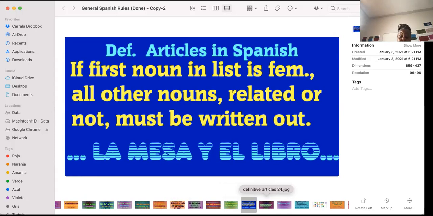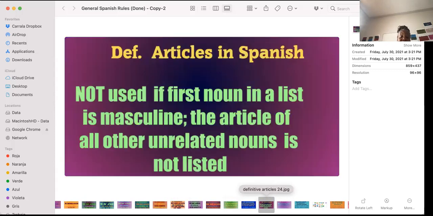However, surprise, surprise, no definite article is used if the first noun in a list is masculine. So if the first noun listed is feminine, then you have to continue mentioning the articles. But if the first noun listed is masculine, no articles are used for the other nouns.